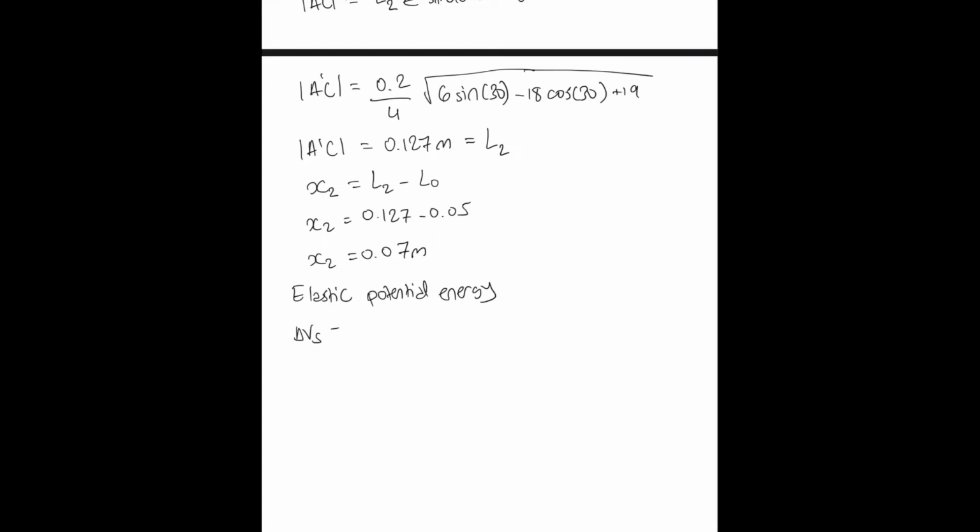As we know from previous problems, the elastic potential energy is equal to half k times x2 squared minus x1 squared. Since in position 1 it's unstretched, x1 is 0. When we plug in our known values, we get the elastic potential energy equal to 0.59 J.